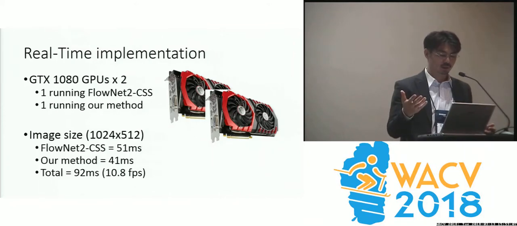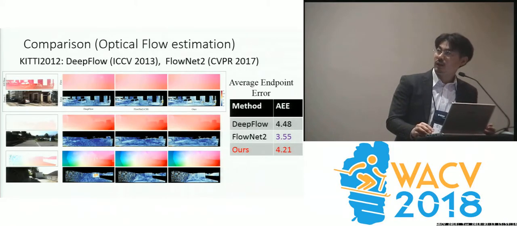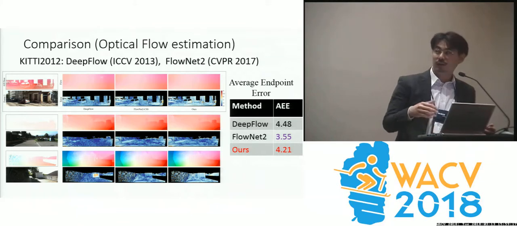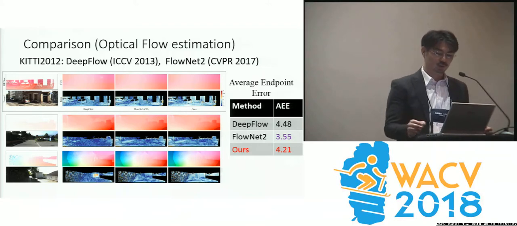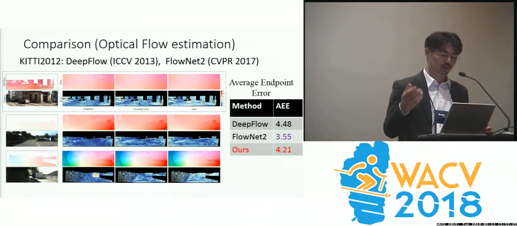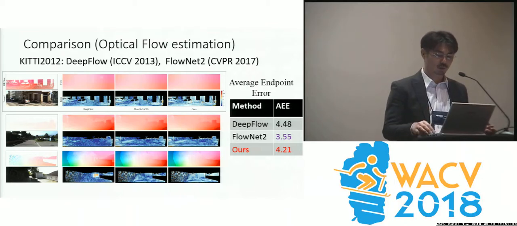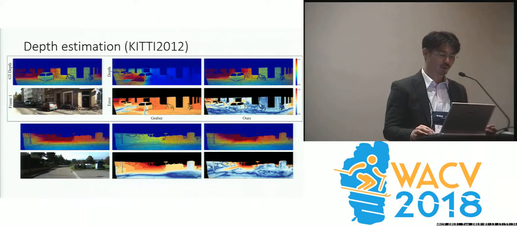For this image size, we achieved 10.8 frames per second. And I'll show the comparisons. We used KITTI 2012 and compared with DeepFlow and FlowNet 2. Of course, FlowNet 2 is the baseline and has the best performance, but our method outperforms DeepFlow. And this is the depth estimation result.